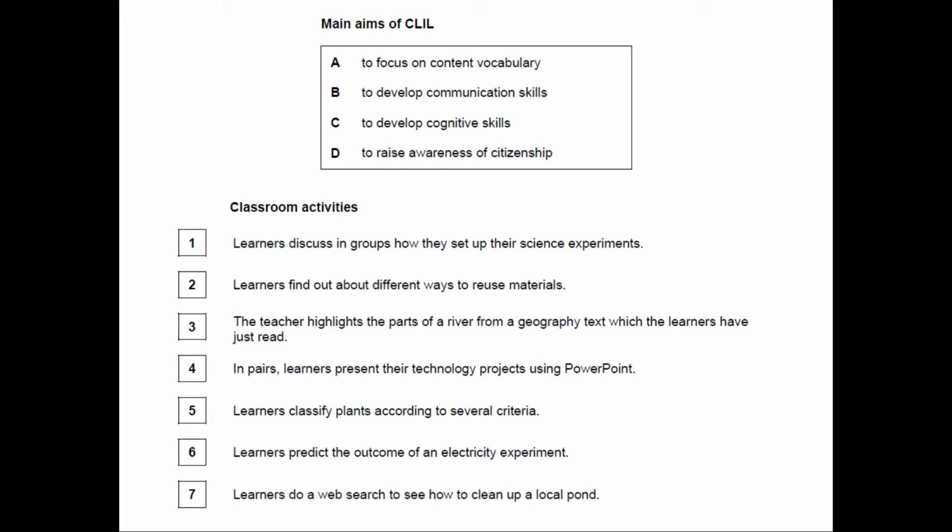In pairs, learners present their technology projects using PowerPoint. This is communication skills. Number 5, learners classify plants according to several criteria. This is cognitive skills. Learners predict the outcome of an electricity experiment. This is, again, cognitive skills. Learners do a web search to see how to clean up a local pond. This is awareness of citizenship. Now let's take a look at all the answers.